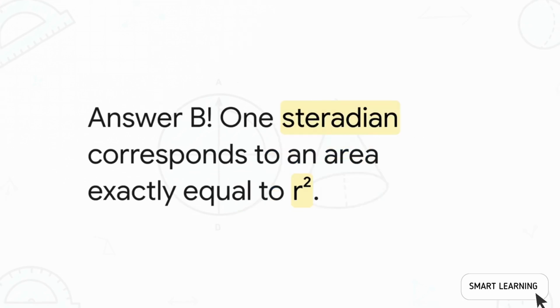If you guessed B, you hit the nail on the head. 1 steradian is the SI unit of solid angle, and it's always directly tied to an area equal to the radius squared. Keep this fundamental distinction locked in for your exams, and you'll be absolutely golden.